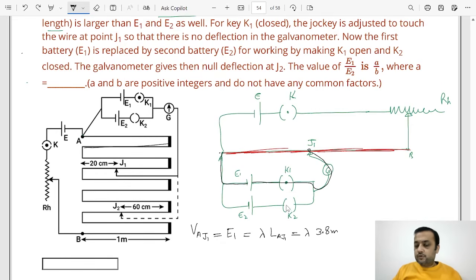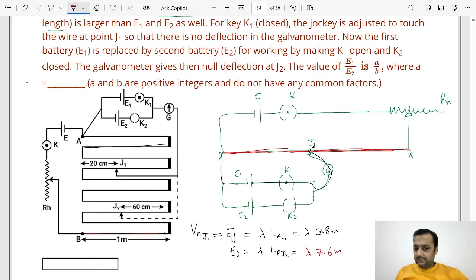Similarly, when K1 is opened and K2 is closed, this will become open and this will become closed. So J1 will become J2 now, E1 will become E2 now, and this will be lambda into the length of AJ2. Now what is the length of J2? From B if you measure, this is 1 plus 1, 2, and this is 40 centimeter because this is 60 centimeter. So 1 plus 1, 2.4. So AJ2 will become 10 minus 2.4, which means 7.6. Yes or no?